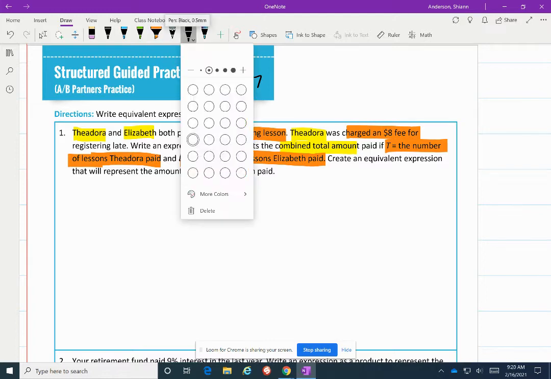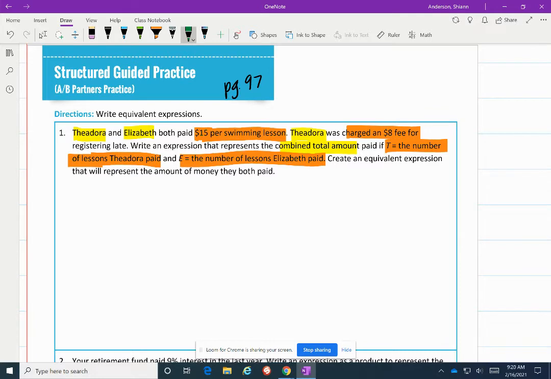I'm going to start off with the first thing that I highlighted, which was Theodora. So we're going to just make a little, almost like a T-chart. So here's Theodora's. We know that $15 per swimming lesson. Now we don't know how many swimming lessons, so that's where the T comes in. That is representing the number of lessons. So that word per just means to multiply. So we don't know the number of lessons, but for every lesson she paid $15. So we're just going to multiply 15 times capital T, which will look like that.